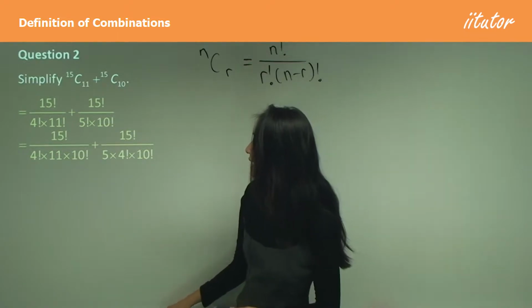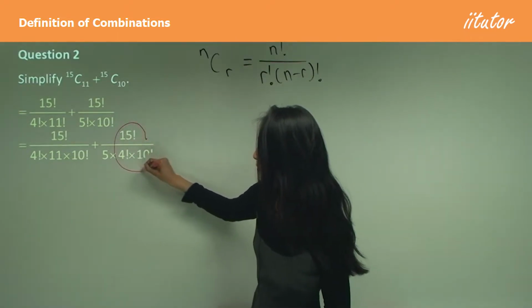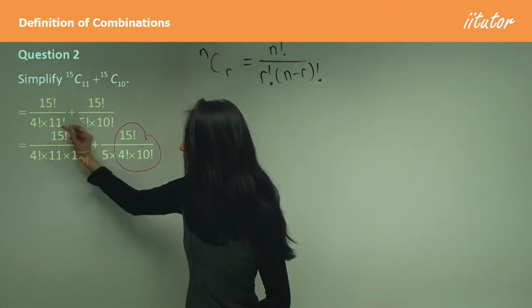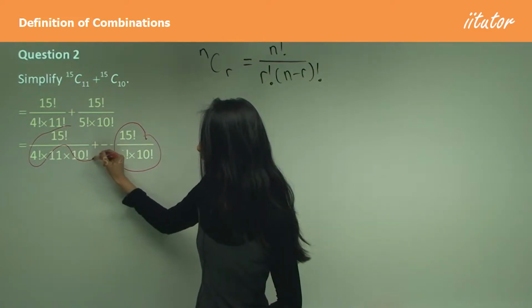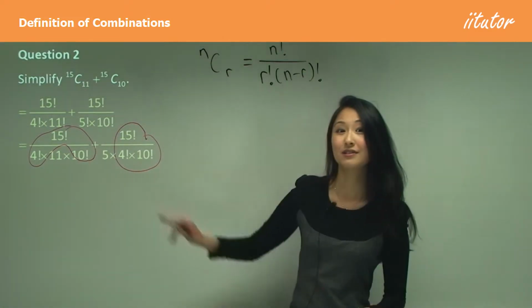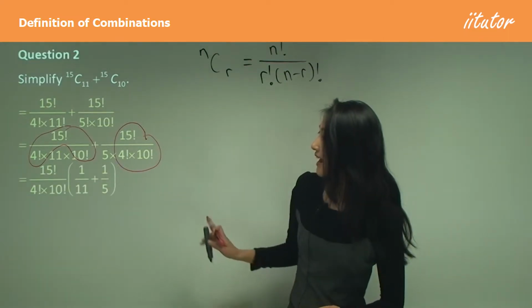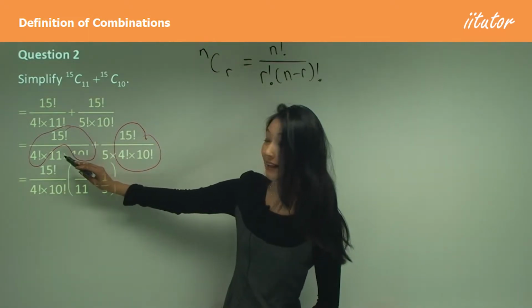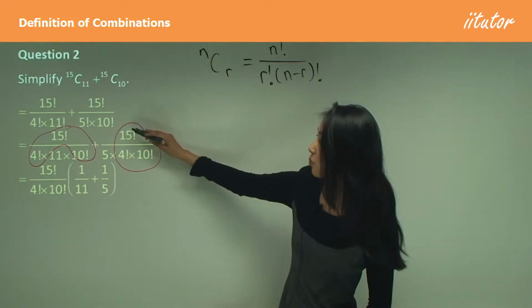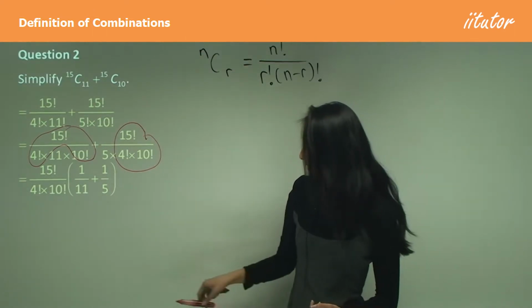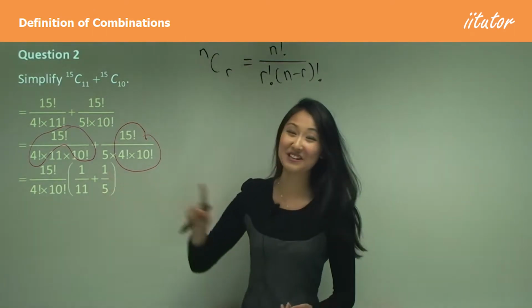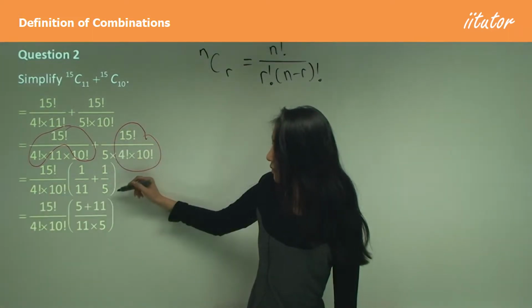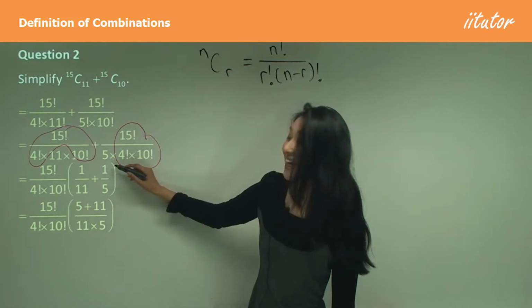Now you can see here, I have 15 factorial divided by 4 factorial times 10 factorial. And here I have 15 factorial divided by 4 factorial and 10 factorial. So that's my common factor. So I can take that out, and what I'm left with here is just 1 on 11. And what I'm left with here is 1 on 5. All right, now I want to put this together into one fraction. So I multiplied this by 5 on 5 and this by 11 on 11.